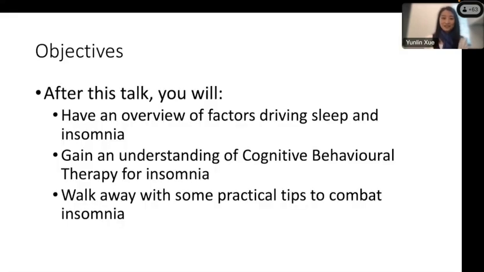So the objectives of this talk is that afterwards, you will hopefully have an overview of factors driving sleep and insomnia. You'll gain an understanding of cognitive behavioral therapy for insomnia, and hopefully walk away with some practical tips to combat insomnia.